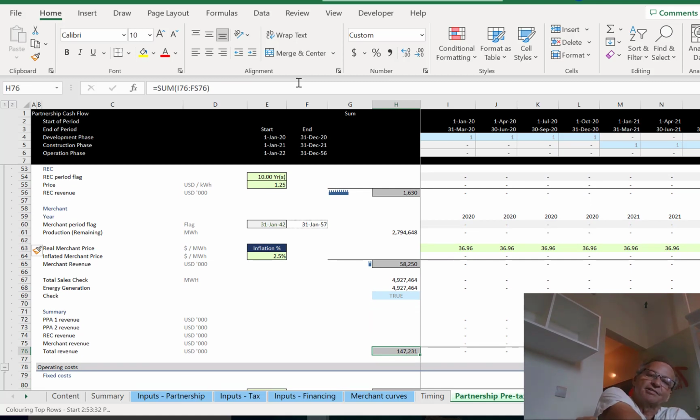Now, you could also go down and put the levelized cost of electricity, which is the net present value of all of the revenues divided by the net present value of all the expenses.